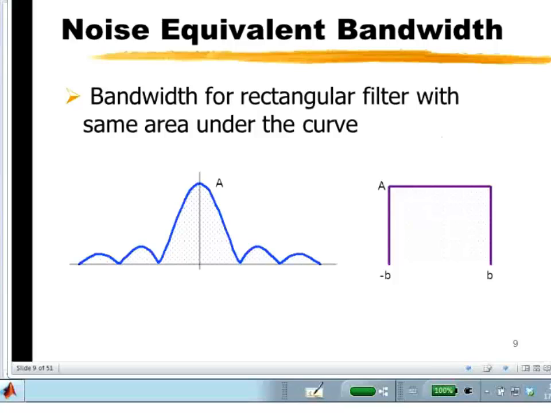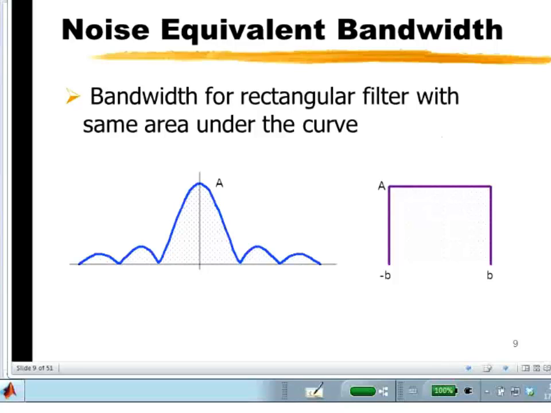Now a second definition, and one that we need when we're modeling noise effects, is something called the noise equivalent bandwidth. So in this case, on the left in blue, we have an arbitrary, I think this is obviously a sinc function, but just say an arbitrary frequency response with infinite frequency support. We take the area under the curve, and we can do this numerically if we have to. We can do it analytically if we have a good expression for it.